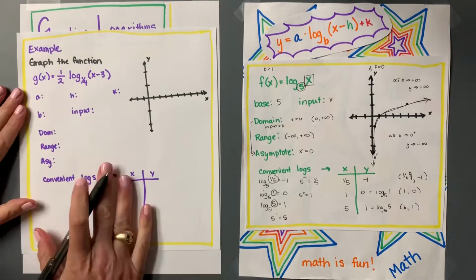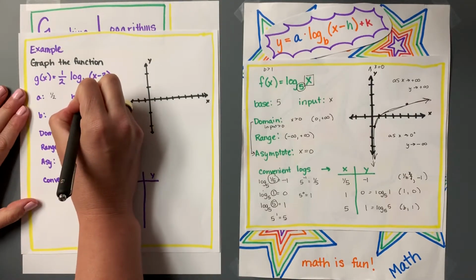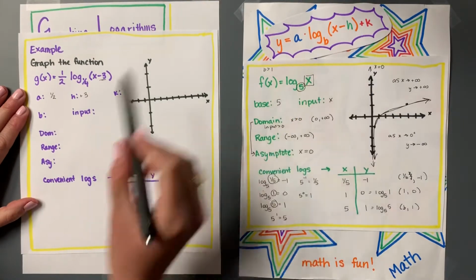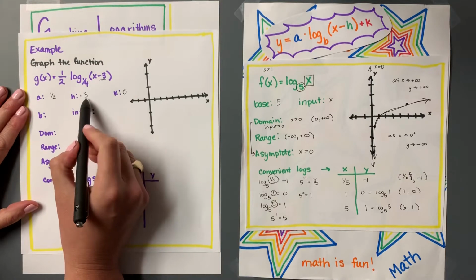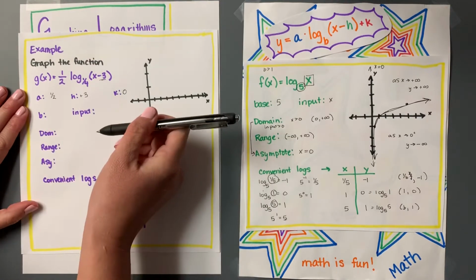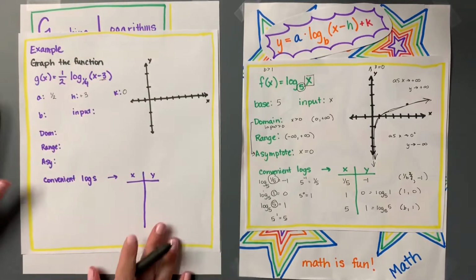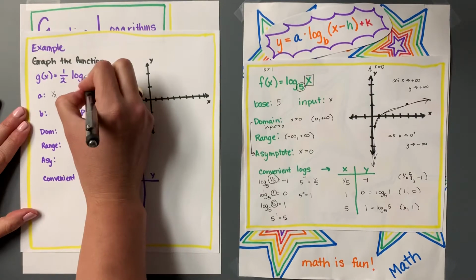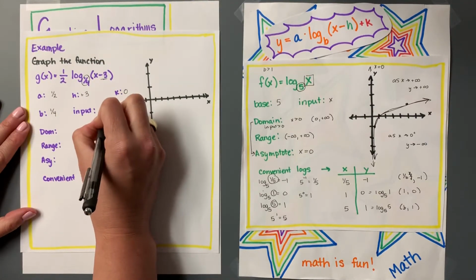All right, so I'm going to start by identifying. A is 1/2. H is positive 3. This is shifted to the right because this is x minus h. And our k is 0. So this graph is going to be shifted to the right 3, and it's going to be vertically shrunk with no vertical transformation. Our base is 1/4. And our input here is x minus 3.